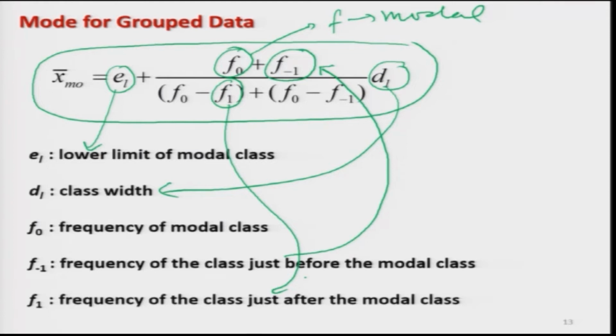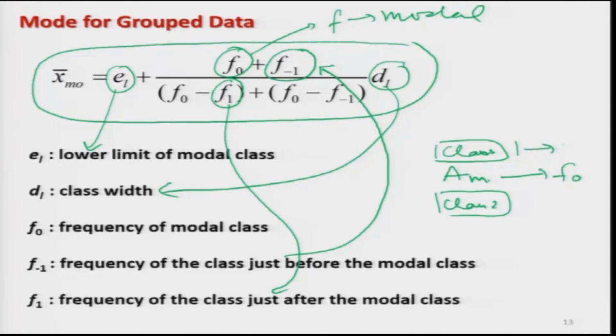So, for example, if I have a modal class, say am, and then I have class 1 before it and class 2 after it, then the frequency of the modal class is going to be f0, the one before is going to be f-1, and the one after is going to be f1. Now, based on that we will compute the mode.